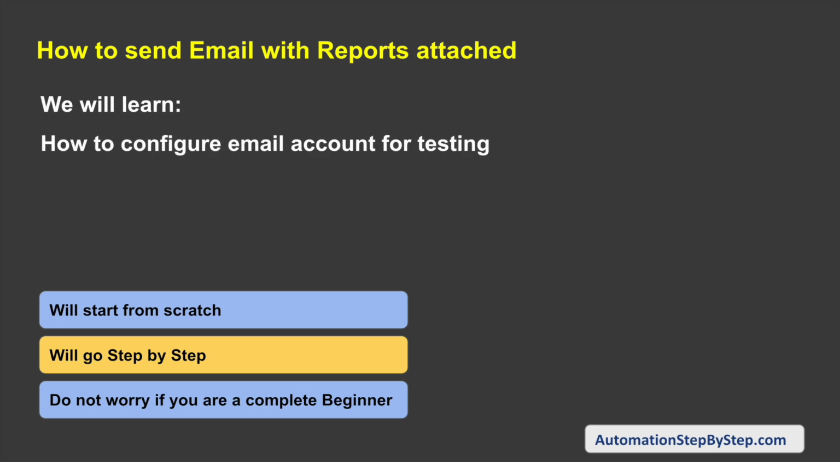We are going to learn how we can send email with reports attached from our automation framework. This is going to be very easy and very interesting, and I will start from scratch and show you each step, and you can follow me hands-on and let me know if you face any issues. So we are first going to see how to configure our email account for testing.